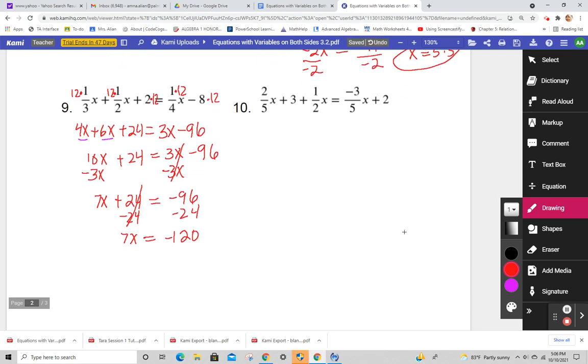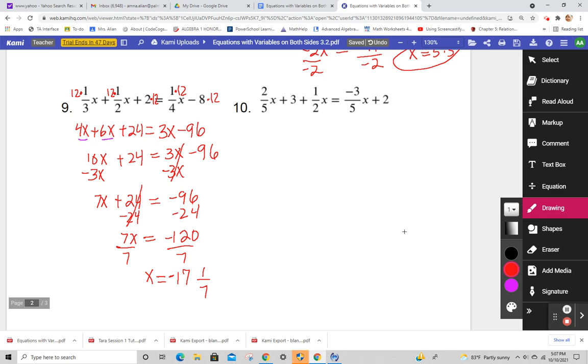And now let's divide both sides by 7. And we can use our calculator for this. So 7 goes into negative 120 17 times, because 17 times 7 is 119. When you take 119, you're left with 1 over 7. This is negative. All right, let's keep going.